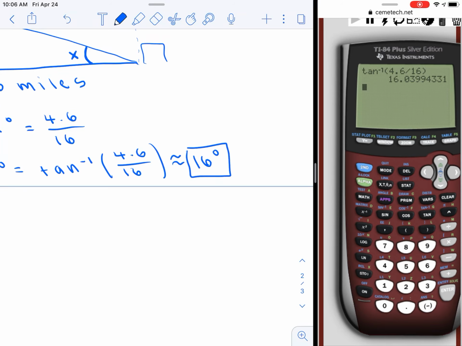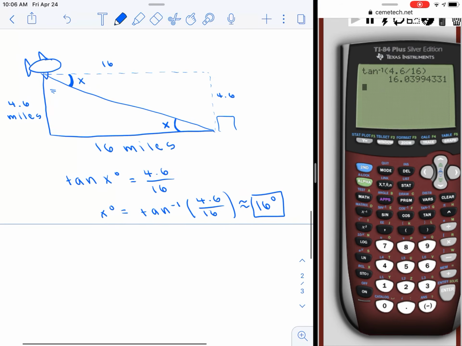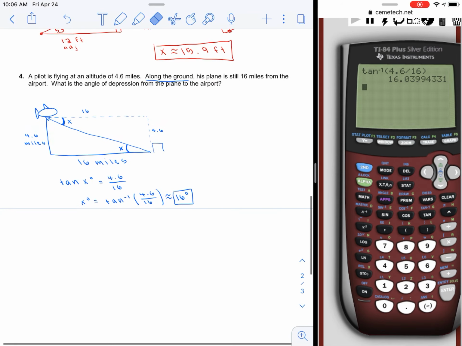degrees. Now, let's just say you accidentally did find this angle. Keep in mind that if you subtract that from 90, it would give you the angle that we actually wanted to find. So if you did accidentally find the wrong angle, then just subtract from 90 and you should have the correct angle of 16 degrees.